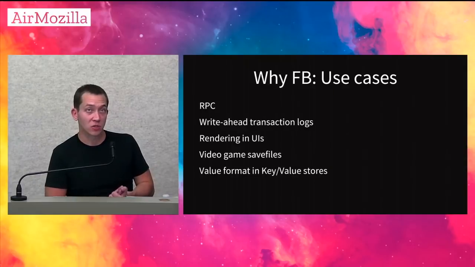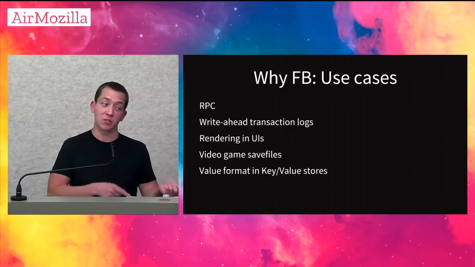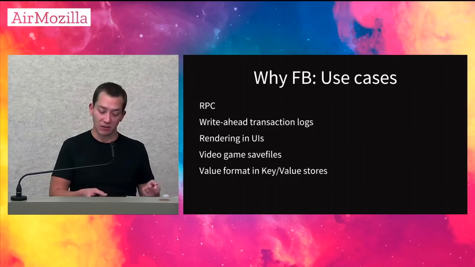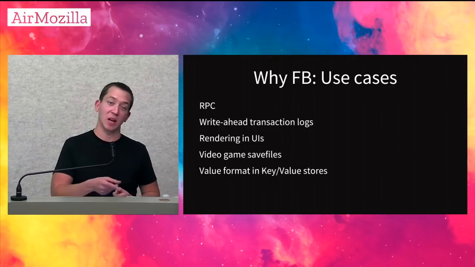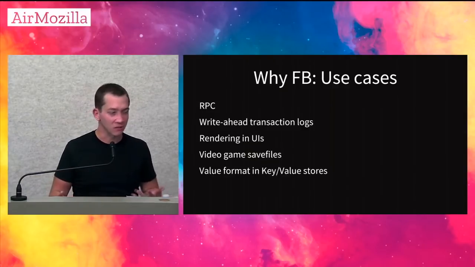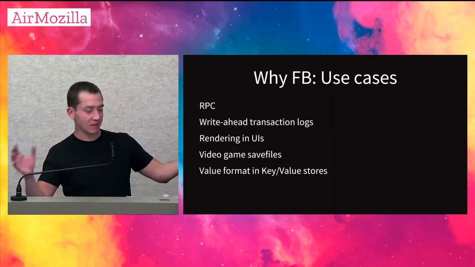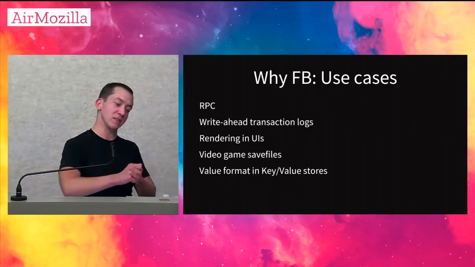Rendering in UIs, which I'll bring up an example in a second. Video game save files, which was actually one of the initial reasons to create Flatbuffers, because it came from a game library lab at Google. And finally, it's maybe a value format in key value stores, so you can store these in a big index and then pull them out, and you can have the structure be inside the values.